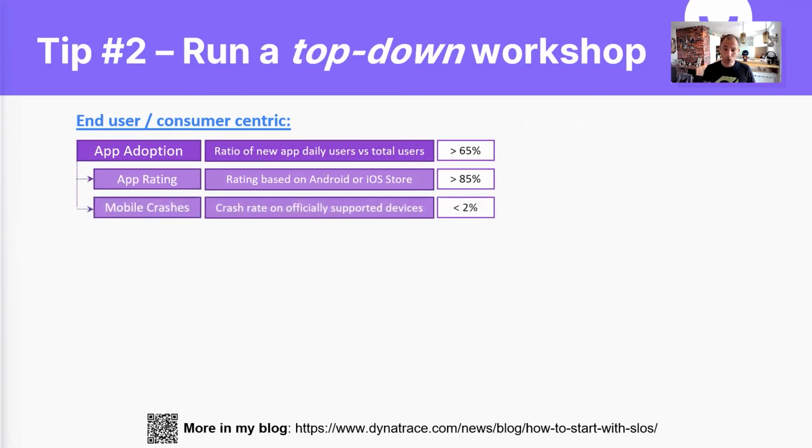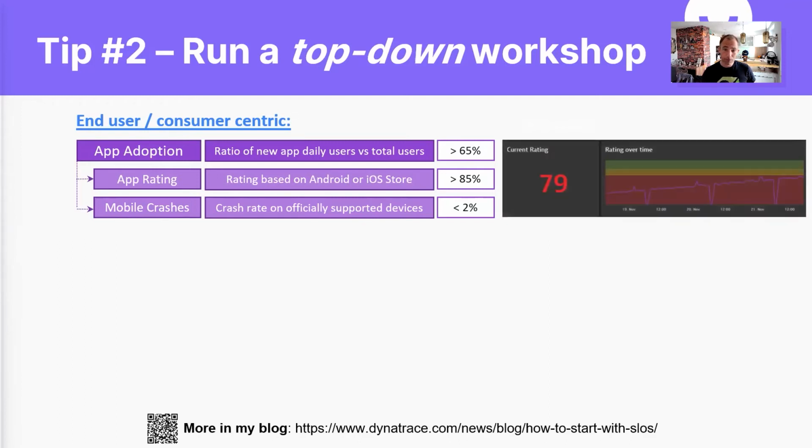Then I asked, so why is the app rating so bad? And they said, well, we have a lot of mobile crashes, it seems. And so we said, well, we need to get the crash rates down on officially supported devices. So something clearly that is measurable, it's clearly defined what a crash is, and it has to be under a certain percentage. If you figure this out, you can obviously figure out ways how you monitor it. So for instance, we can pull in the ratings from Android or iOS through the API, and then we can chart it and put it on a dashboard.